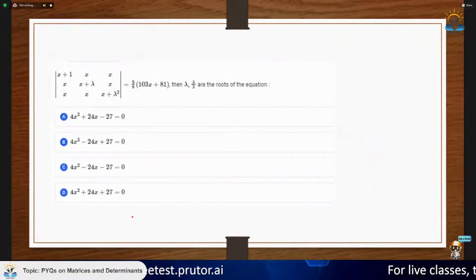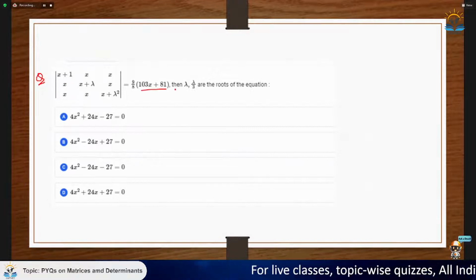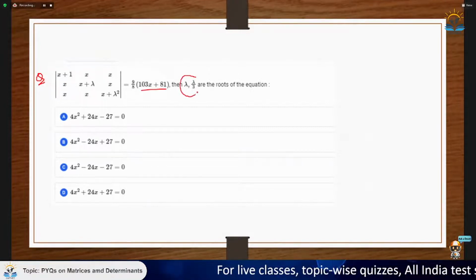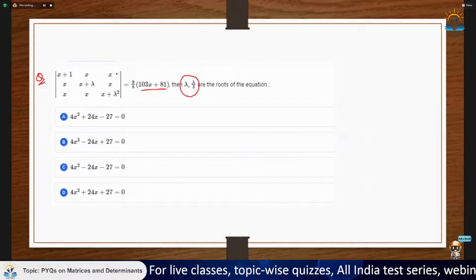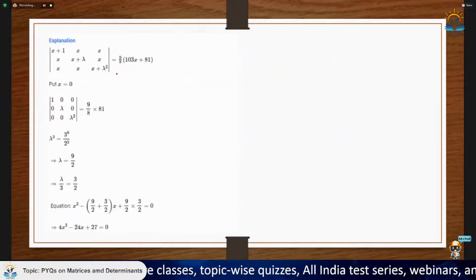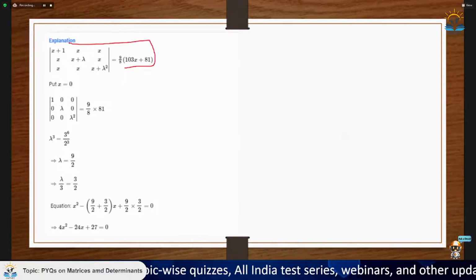So moving on to the last question. इसमें मेरे को बोला है कि ये determinant मेरे को दिया हुआ है and they are saying that this thing is equal to this thing. Then lambda and lambda by 3 are roots of what equation? So basically मेरे को lambda की value calculate करनी है. ठीक है? तो सिंपल है, मेरे को बोला गया है कि ये इक्वेशन इस चीज को सेटिस्फाई कर रहा है.